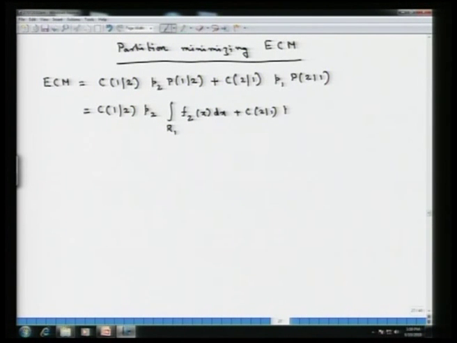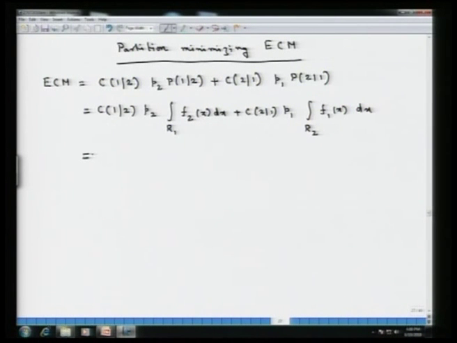this plus C(2|1) into P1. These small pi's are the a priori probabilities of the corresponding populations. This integral is over the region R2, because we are classifying it into the second population, and it is coming from the first population, and hence what we have is this particular term here.